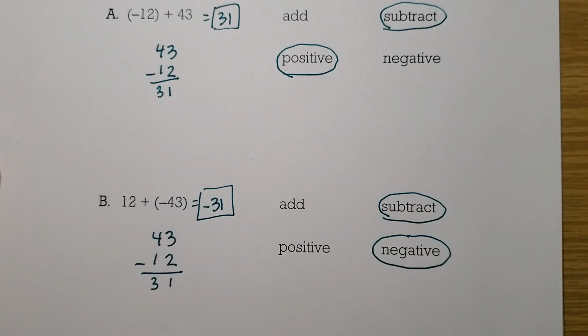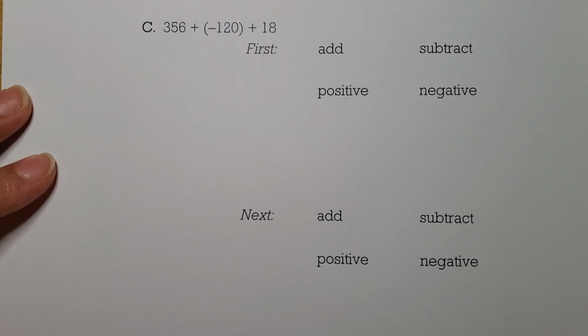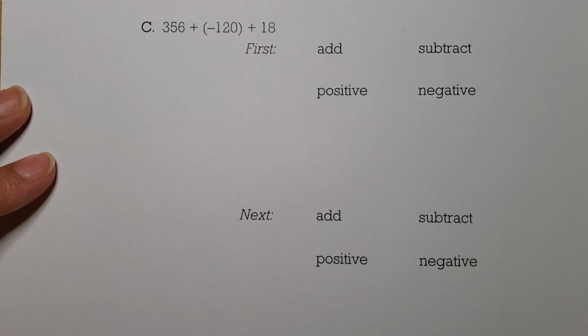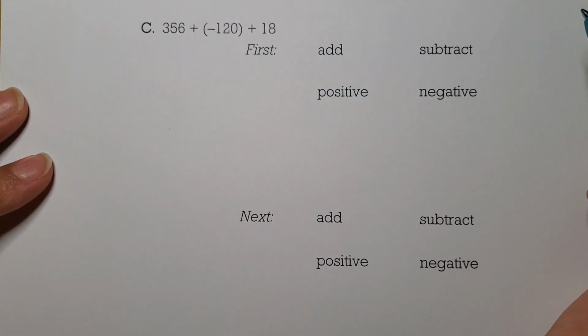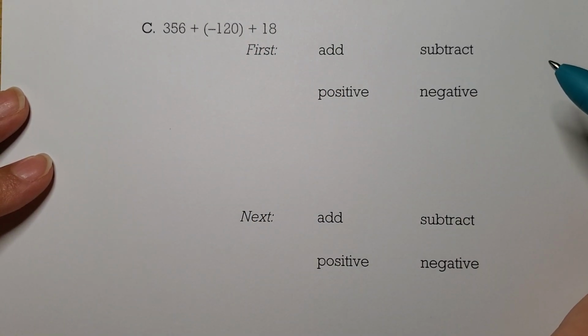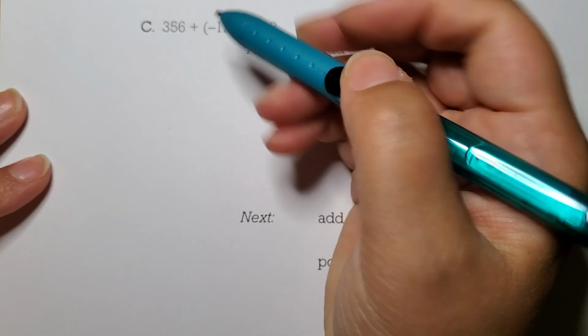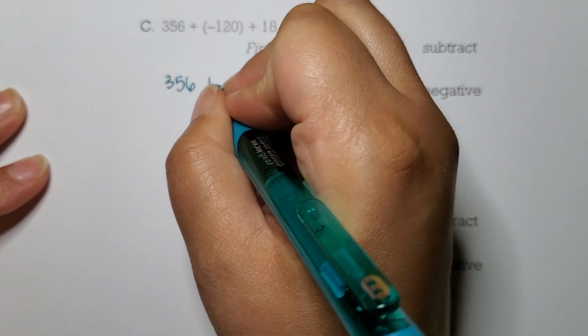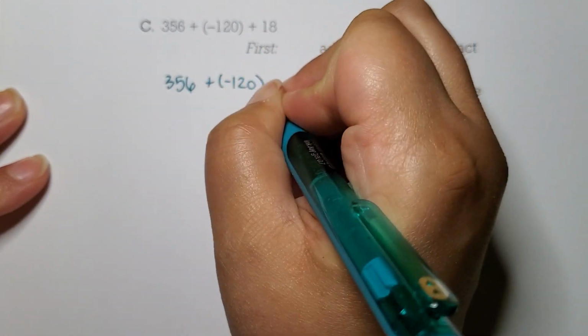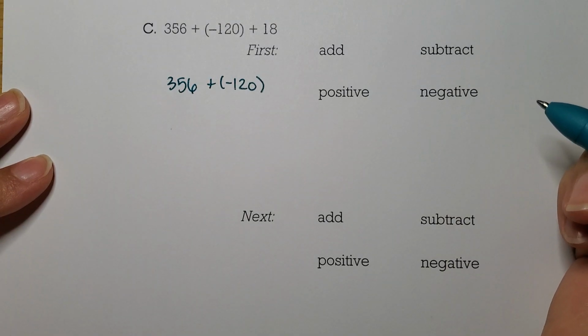All right, let's do a few more examples. All right, so for this example, I have three numbers that I'm going to be adding together. So I'm going to take it one step at a time. Let's deal with the 356 plus the negative 120. Let's do that part first.